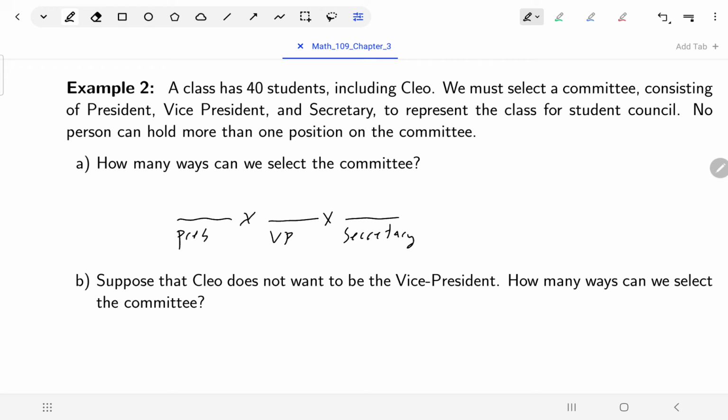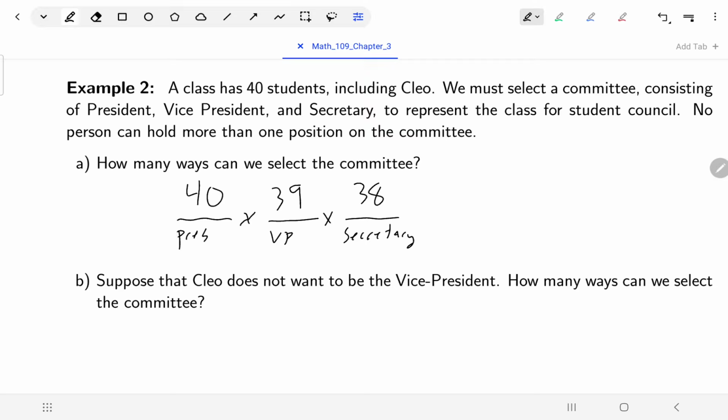So to begin with, we have 40 people available in this class. Cleo is one of those 40 people. But for this first question, we don't really have to care whether or not Cleo is being elected to anything. So at the very beginning, there would be 40 people available to be president. And then once we picked somebody to be president, we only have 39 people for the rest of the election. So there are only 39 choices for who could be the vice president. And then once we've picked a vice president, now we've used 2 out of the 40 people, which means there's only 38 people left who could run for the position of secretary.